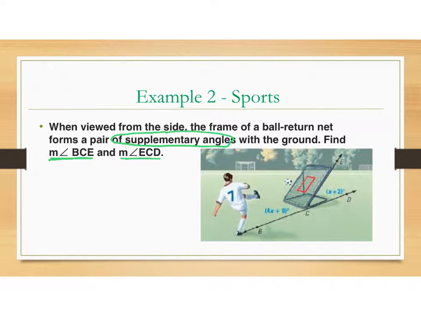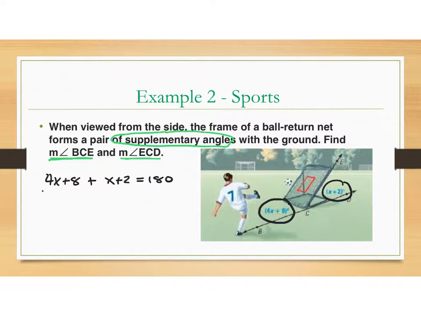So somebody talk to me about a strategy we could use here to figure this out. Here's what we do know from the picture. This one is 4x plus 8, and this one is x plus 2. Let's talk strategy. Yes, sir. So the two angles are supplementary. Okay, so what does that mean in plain English? So that 4x plus 8 plus x plus 2 is equal to 180.